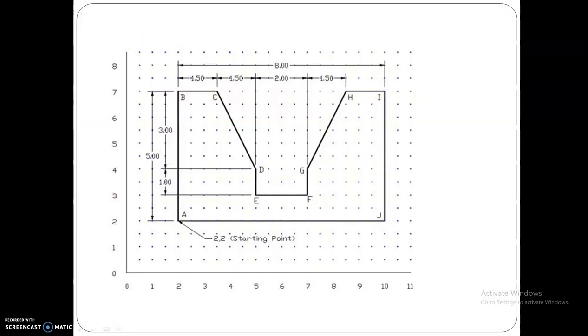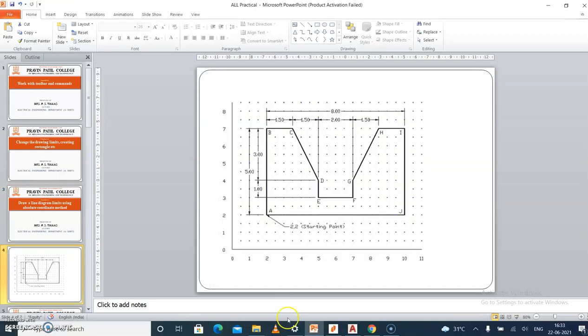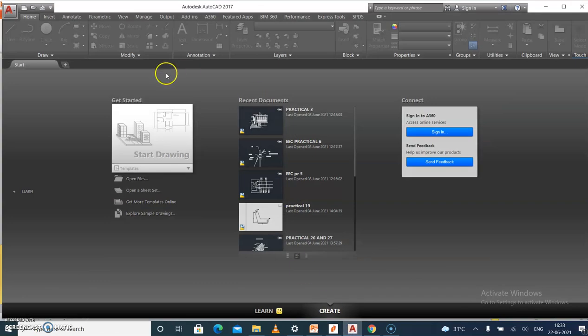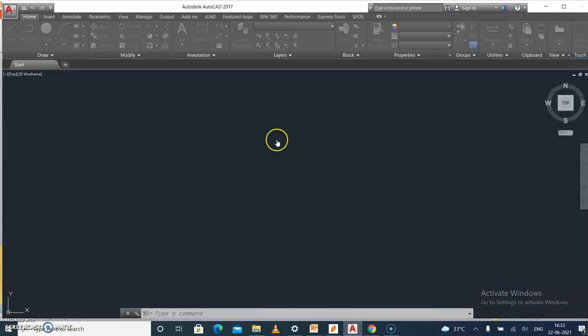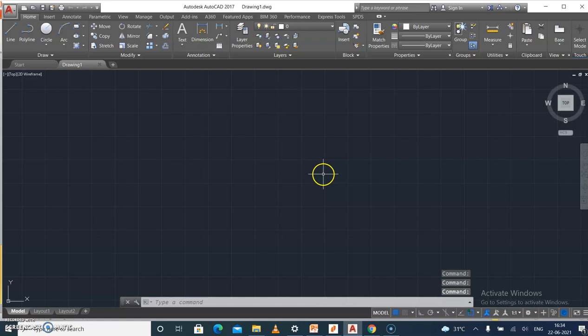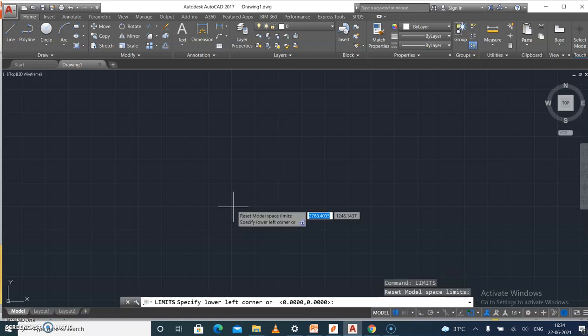So this is the drawing. We can draw it in AutoCAD. So first go to AutoCAD. Let's start. Now first set the limit. So press limit, enter. Then 0.